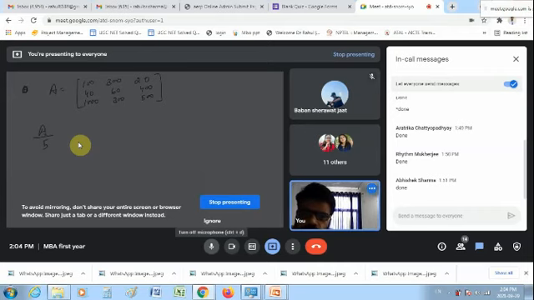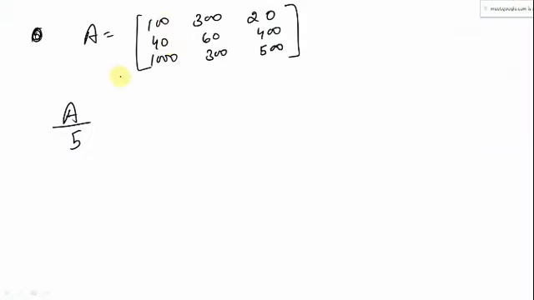What will it be? So we need to divide all the elements by 5. We'll divide all the elements by 5. Okay. The basic principle is this only.